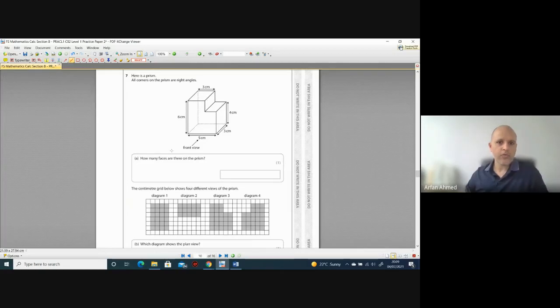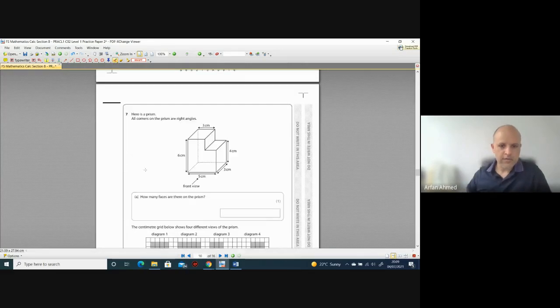Here is a prism. All the corners of the prism are right angles. How many faces are there on the prism? So you need to know what faces mean. Faces are any flat surfaces. So let's label it. I've got 1 at the top there. There's another 1, 3, 4, 5 at the bottom, 6 on that side, 7 for the front, and 8 on the back. So I've got 8. It's a good way of doing it.